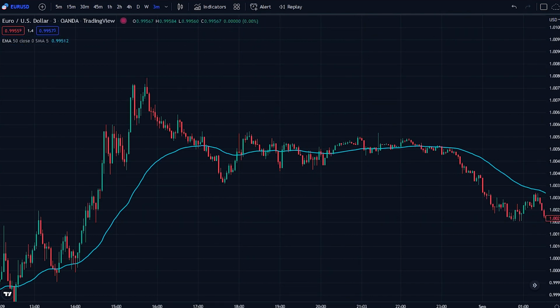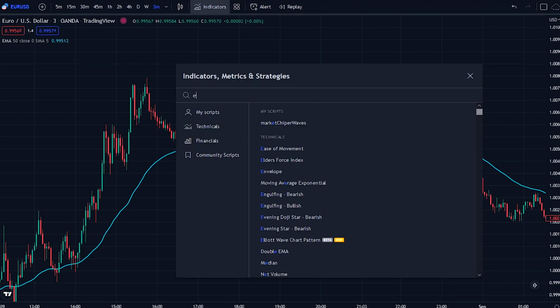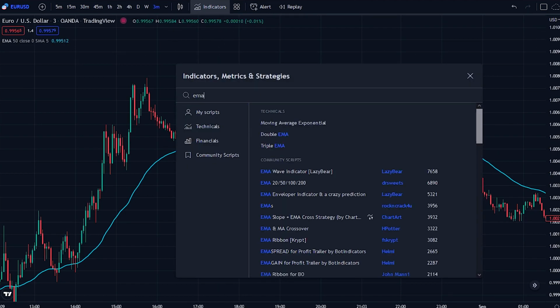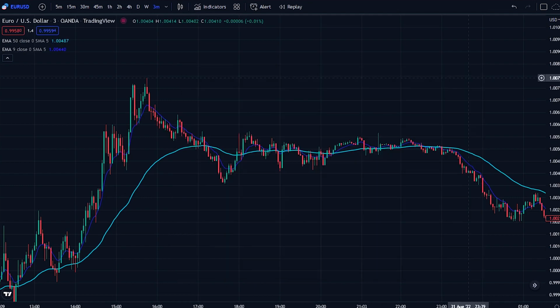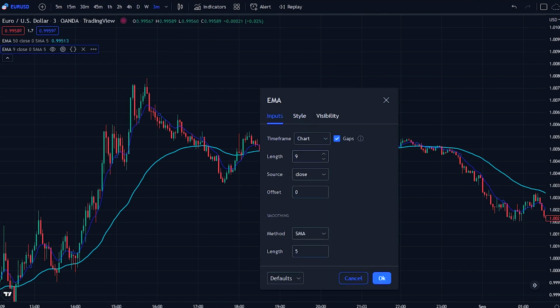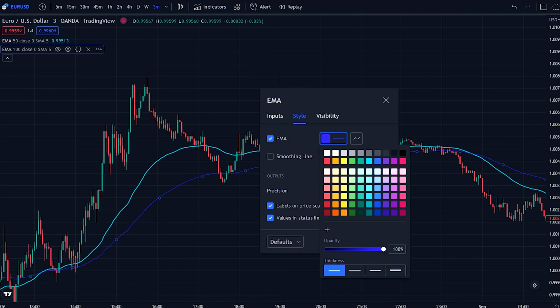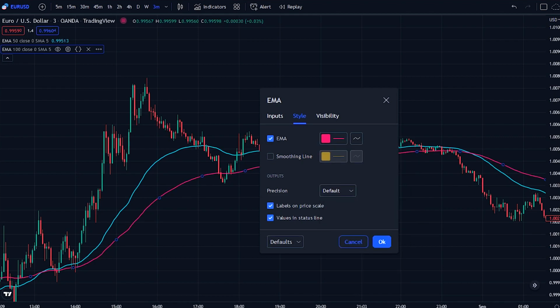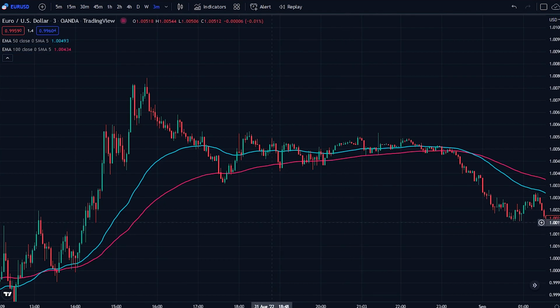After this, we must add another exponential moving average to our charts, so go to the Indicator tab and type EMA in the search box again. Click on the indicator made by TradingView and then add it to the chart. For this EMA, we must also change the settings, so go to the Indicator settings and change the length from 9 to 100. Now, in the Style section, I'm going to change it to red. However, as I said previously, you could choose a different color if you want to.